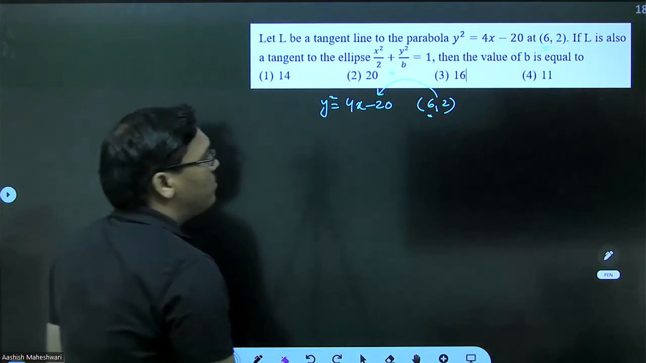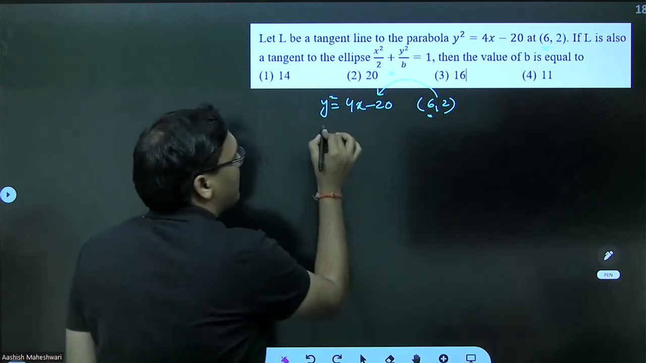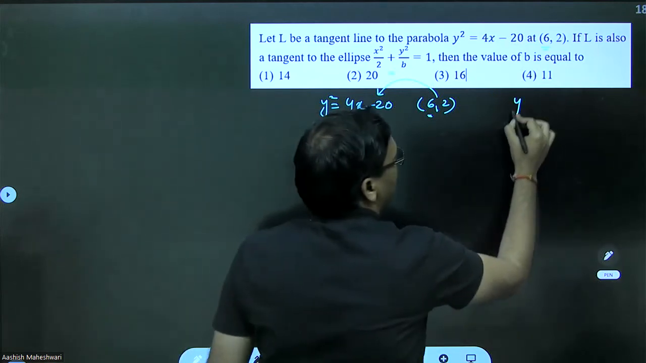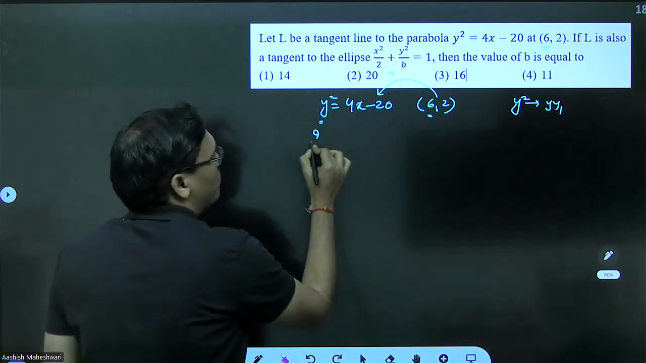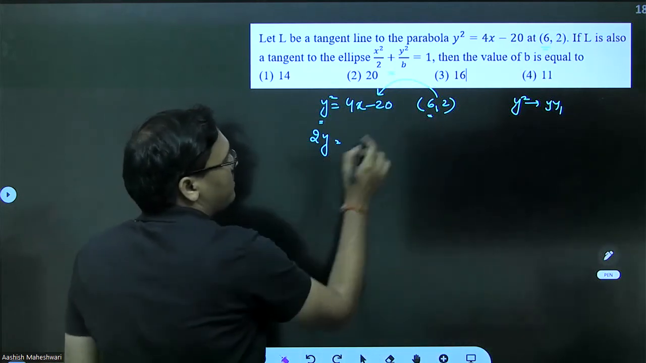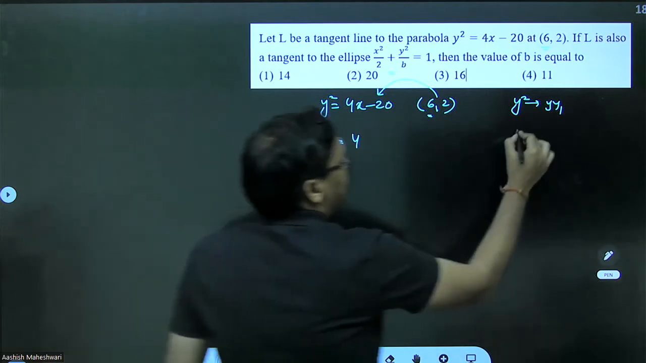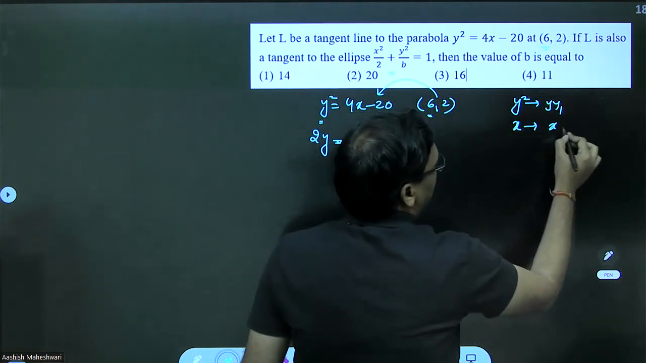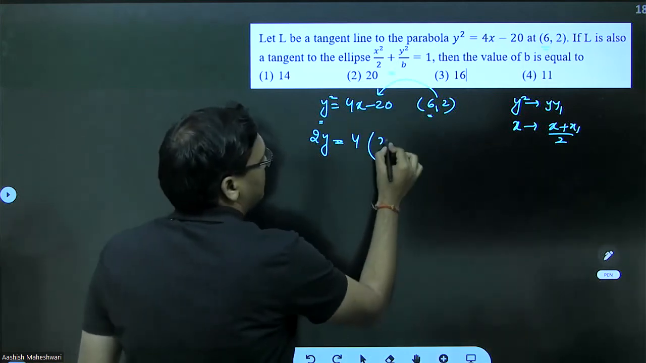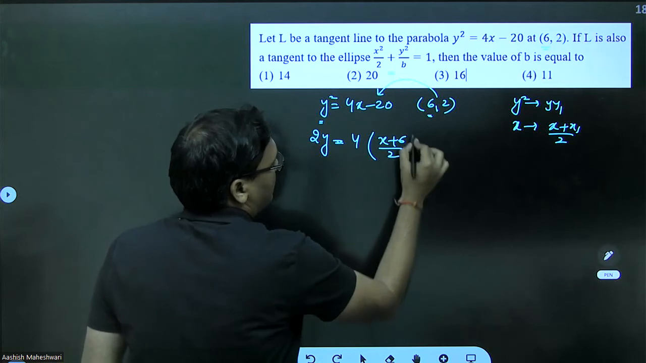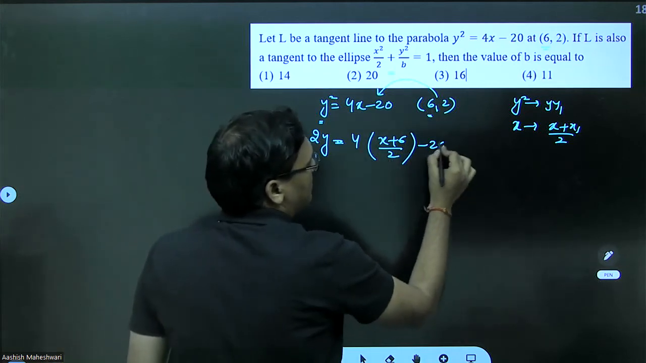Otherwise, you know how to write the equation of tangent for any degree 2 का. Replace y square को हम किससे replace कर देते हैं? y1 से. So we can say this is 2y. ये x1, y1 है जिसपे आपको tangent का equation लिखना है. 4 replace x को हम किससे replace कर देते हैं? x plus x1 by 2 से. So this is x plus 6 by 2 because we have to get the equation of tangent at this x1 comma y1, और ये minus 20.